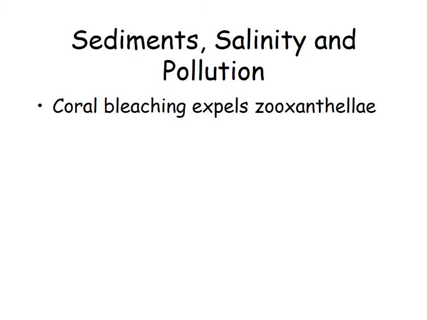Okay, now sediments, salinity, and pollution can cause what's called coral bleaching. Coral bleaching is when the zooxanthellae are like, excuse me, I'm getting out of here, and they leave the coral because the situation is so bad that they can't live there anymore. There's too much pollution. The salinity is not right. They can't get any sunlight because it's being blocked by sediments, or the coral's covered in silt and clay, and they can't get to the light. So if they don't expel themselves from the coral, they die. But if they expel themselves, the coral dies. And that's what we call coral bleaching.